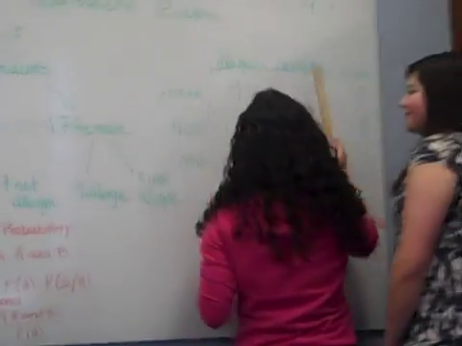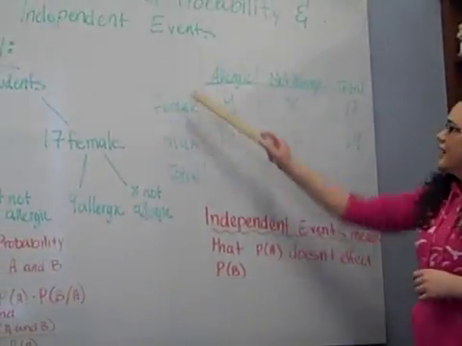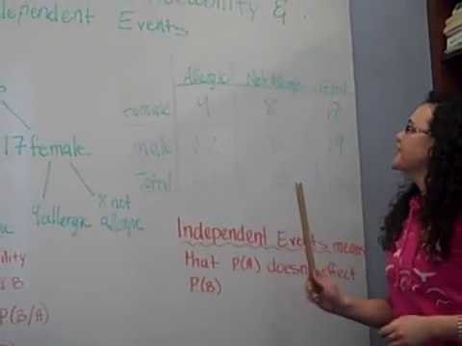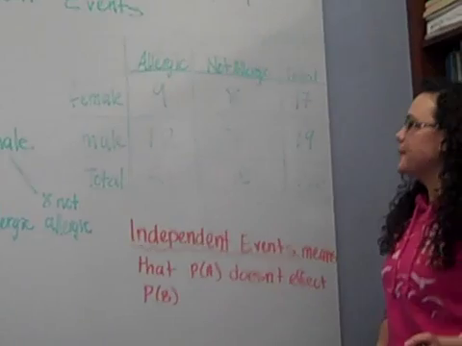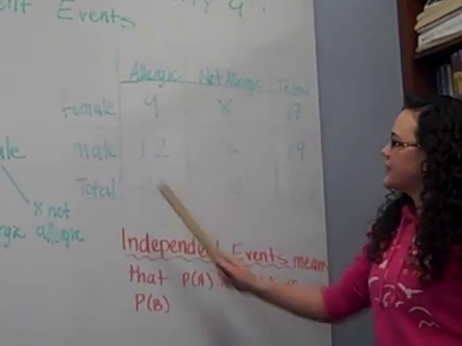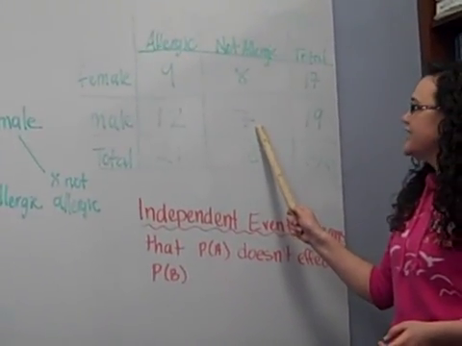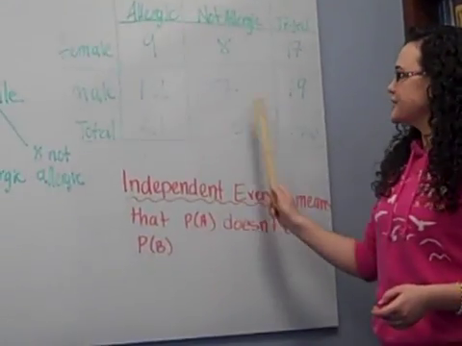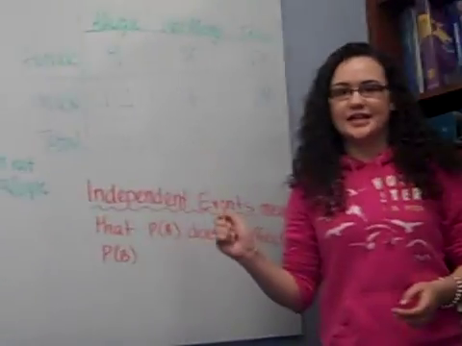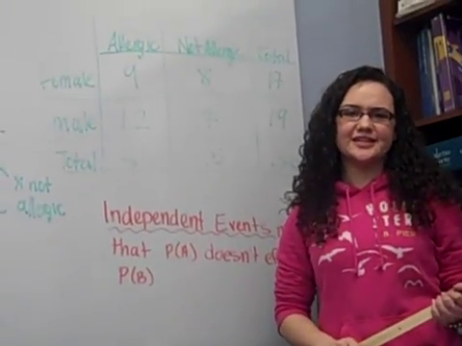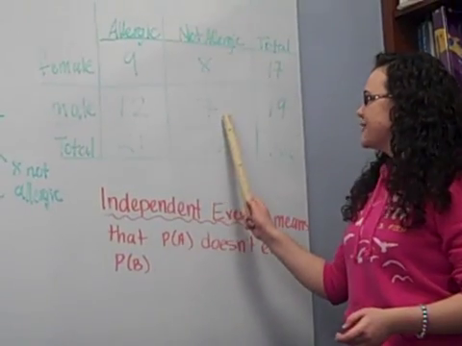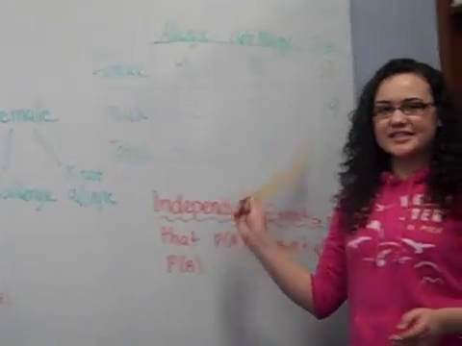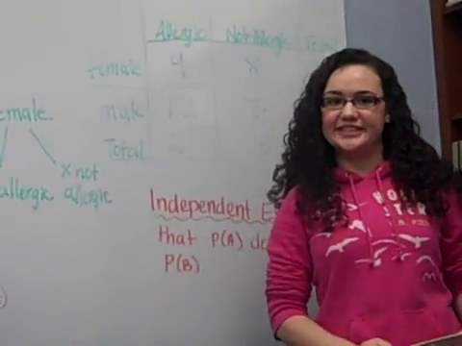Or we can come here and look at the table. It has the same information, it's just portrayed differently. Let's say I wanted to figure out how many male students were not allergic. I would come here to the male, not allergic, 7. The total number of students is 36, so the probability of having a male student who is not allergic in the class is 7 out of 36. And what I just explained is all conditional probability.